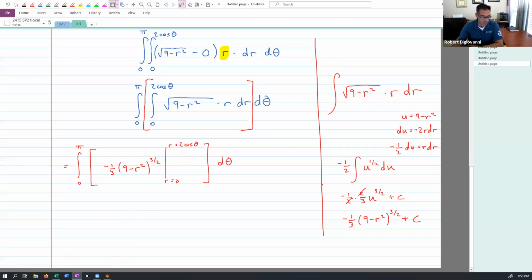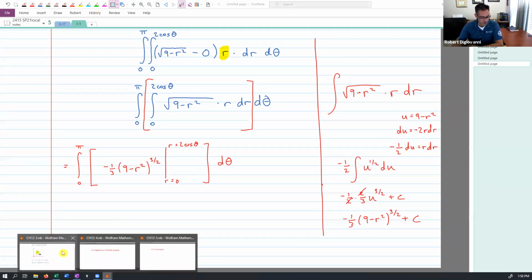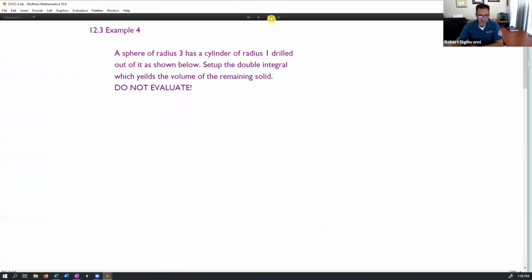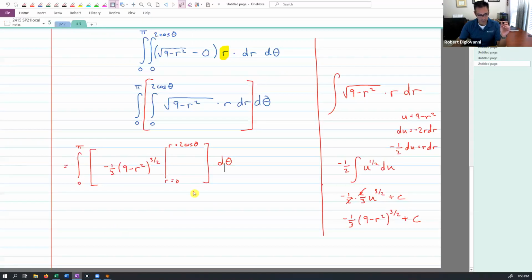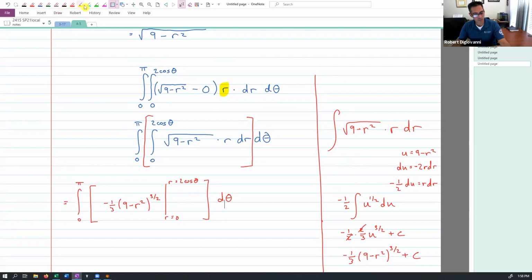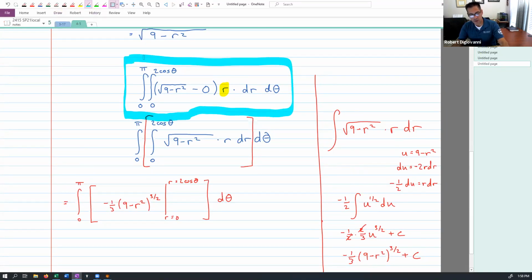Which is why in the original problem I said, do not evaluate. Just set up the integral, which yields the volume of the remaining solid. So to have a final answer that is correct, here's what we would have to have. We don't have a final answer yet, but I think I can just throw it right here. I'll go back to my notes. Here was the integral that gives us that integral right there.